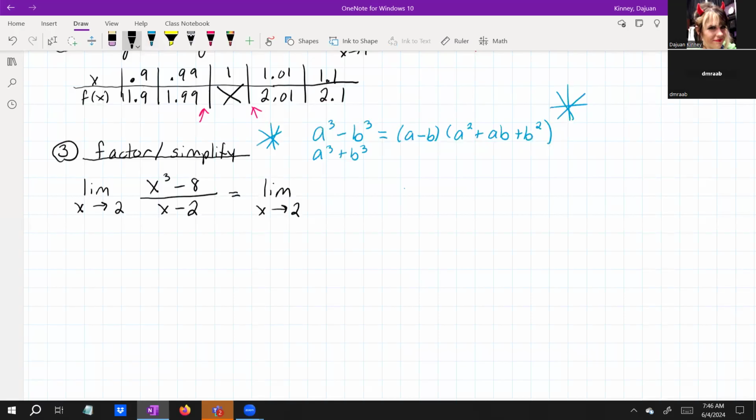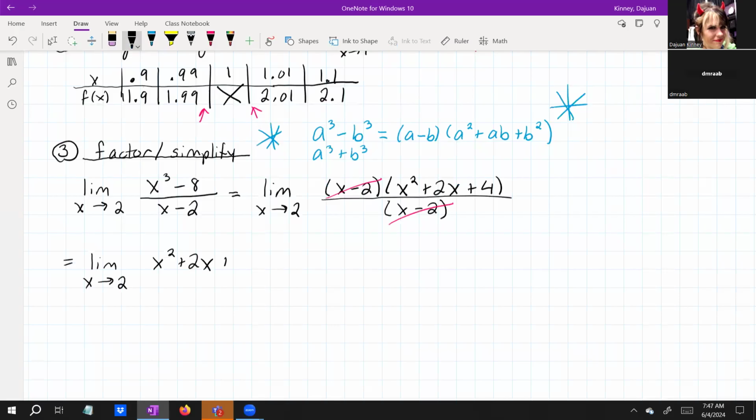So my numerator turns into x minus 2, x squared plus 2x plus 4, all over x minus 2. I don't really need to put that in parentheses, but I'm going to. Now, I have an x minus 2 on top and on bottom. I can factor those out. Rewrite: x squared plus 2x plus 4.